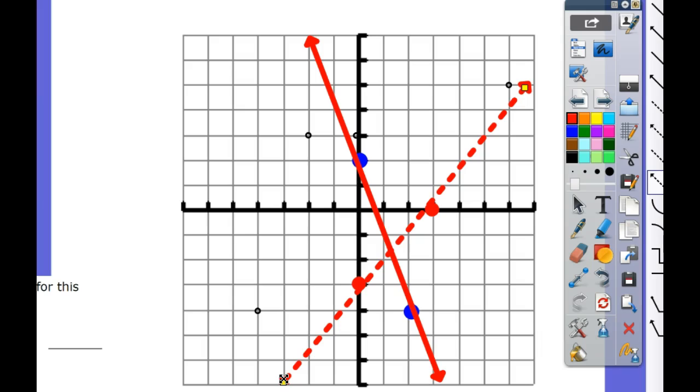I would maybe suggest graphing the lines first and then figuring out the shading. This goes through the point 0, negative 3 and 3, 0. Those are the y-intercept and the x-intercept. Sometimes those are easy points to graph. Can you get that line on your paper?